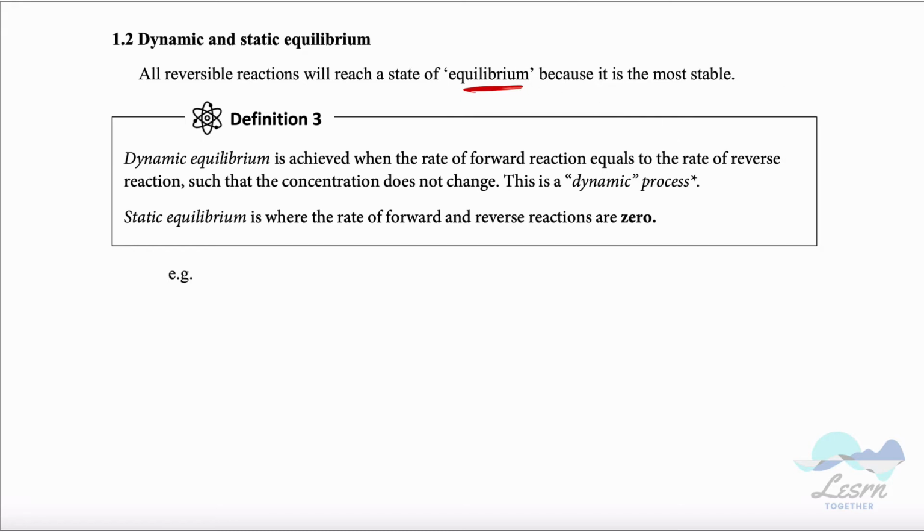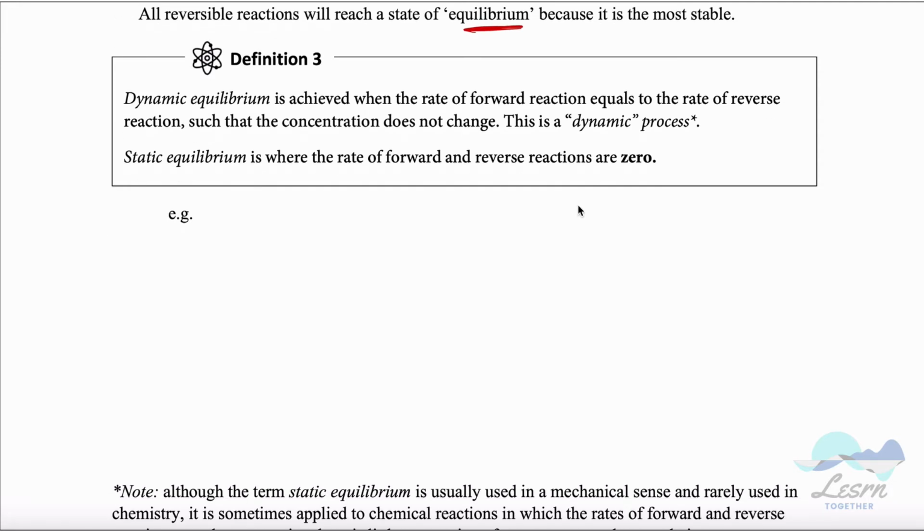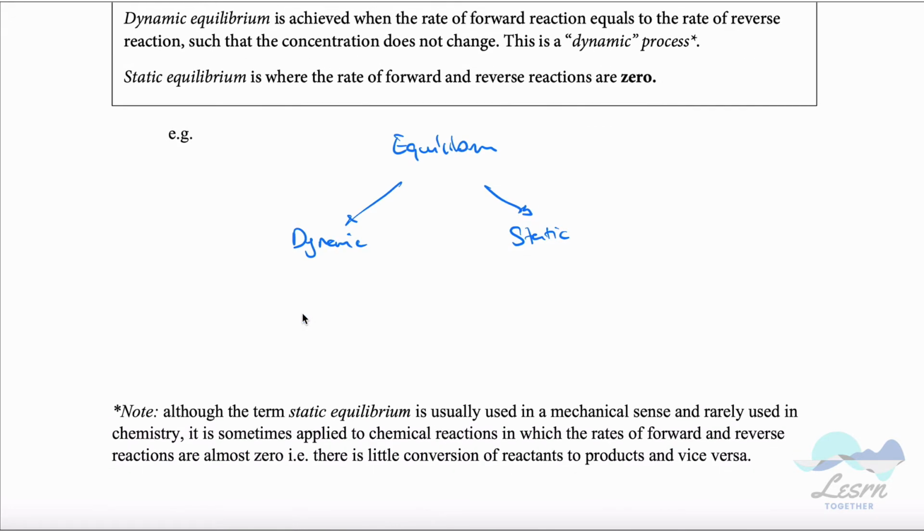Now, there are two types of equilibrium, right? Static and dynamic equilibrium. So if we divide equilibrium up, we said there's two types. The first one is a dynamic equilibrium, and the second one is a static equilibrium, okay? Now, we're going to first talk about dynamic equilibrium, because if you can understand dynamic equilibrium, you probably understand static equilibrium, because understanding dynamic equilibrium is actually a little bit harder, okay?